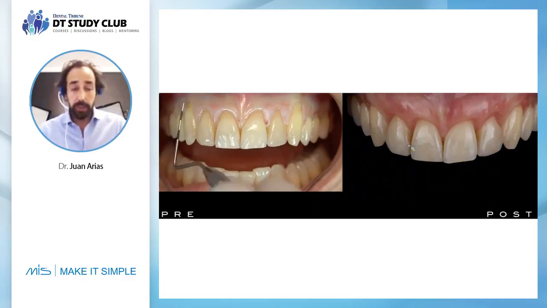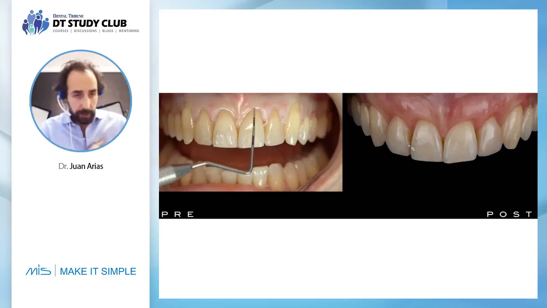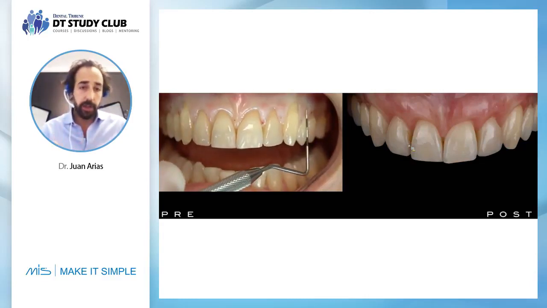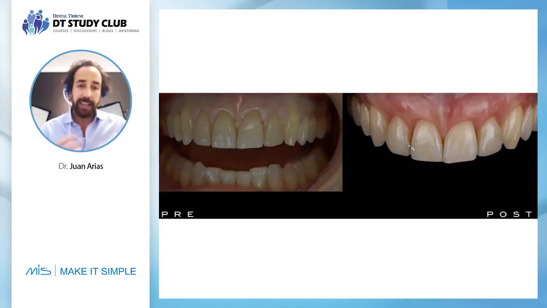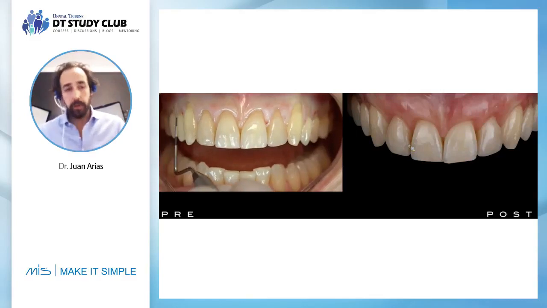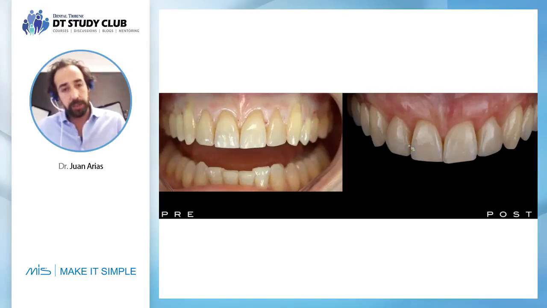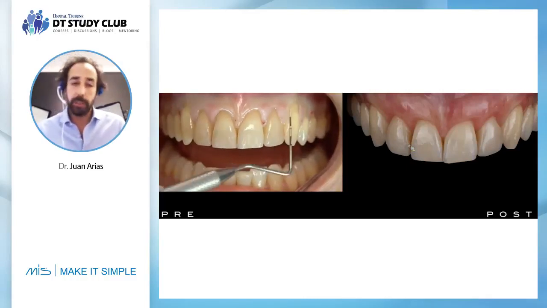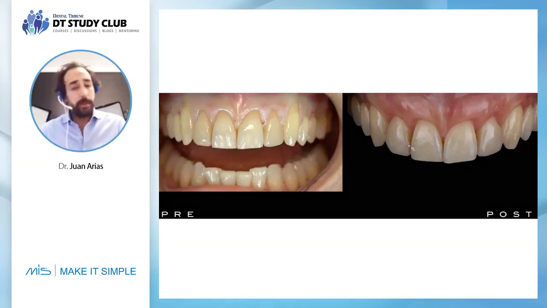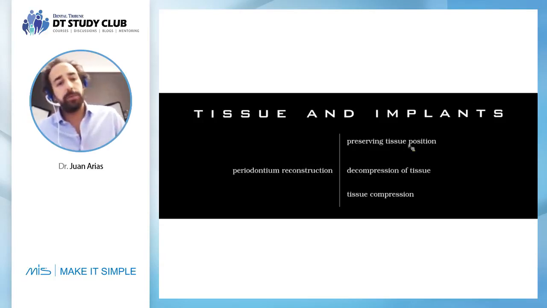It's important to analyze the recessions before we start covering them, and see that the most difficult recessions to cover are the recessions of the canines and the central incisor, which are quite wide. So the tissue will contract, and after the contraction, it usually gets to some kind of recidiva of those recessions. So this is what I just wanted to talk a little bit about, tissue and how to obtain that tissue.